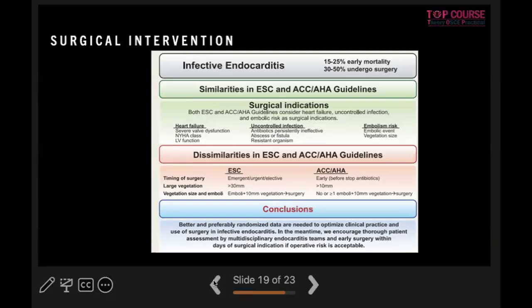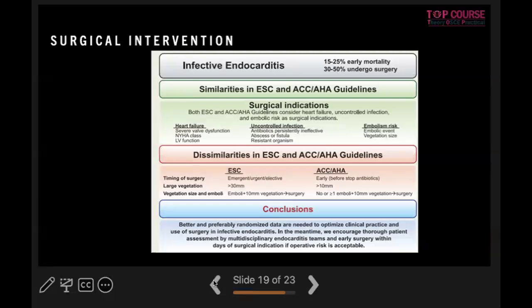But with respect to American and European guidelines, there are some differences when it comes to surgical intervention. European guidelines define the timing of the surgery as emergent, urgent, and elective. Emergent will be immediate, urgent will be less than 24 hours, and elective will be within a week's time. Whereas American defines it as an early surgery. And European guidelines say whenever the vegetation crosses the size of more than 30 millimeter, that is when the patient will be subjected to surgery.